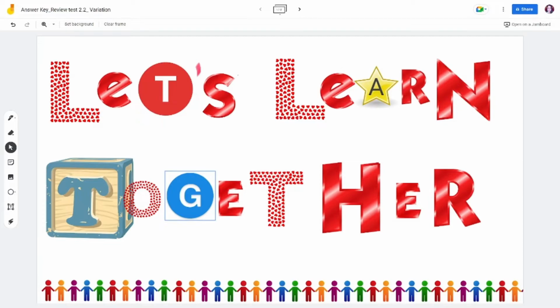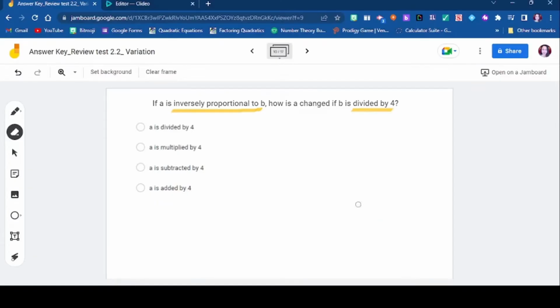So let us start. We have here A is inversely proportional to B. So that is A is equals to, since it says inversely, we have to divide the constant with B. And it says there, how does A change if B is divided by 4? So K will be divided by 4.